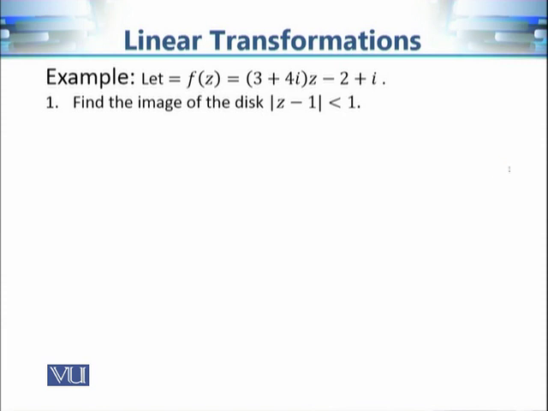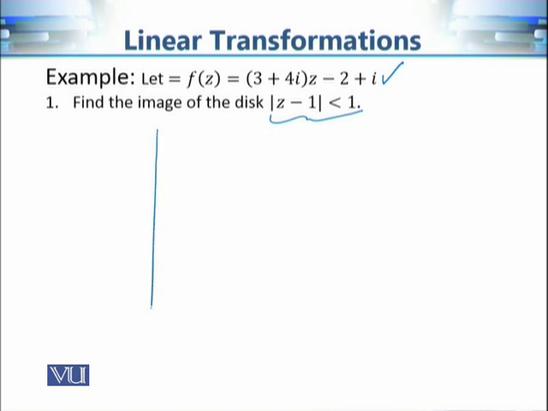Now let's consider our next example where we are given a linear transformation, and the question is to find the image of the disk under this transformation. Now what is this disk? We can see that there is a strict inequality here. There is no equality, so this is an open disk.